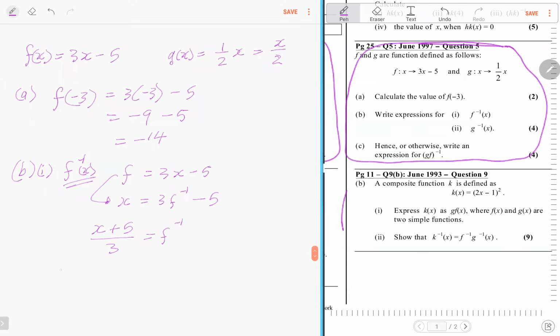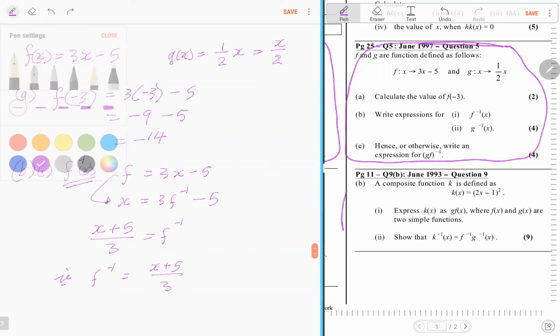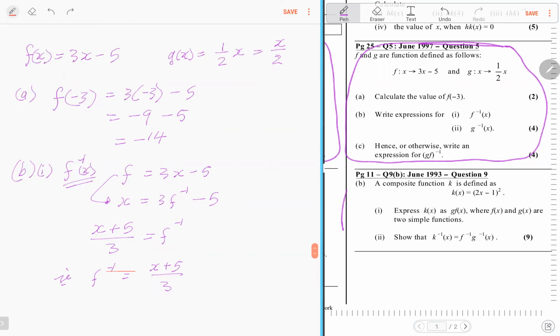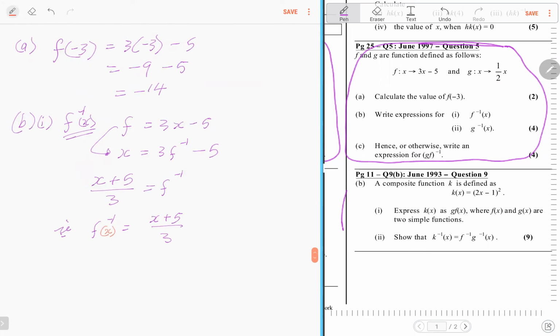All right, so we can say f to the minus 1 is x plus 5 over 3. And because they gave us the of x, we can put it back there so they can see it. So let's put it back. Of x. All right, that's the answer for that part.